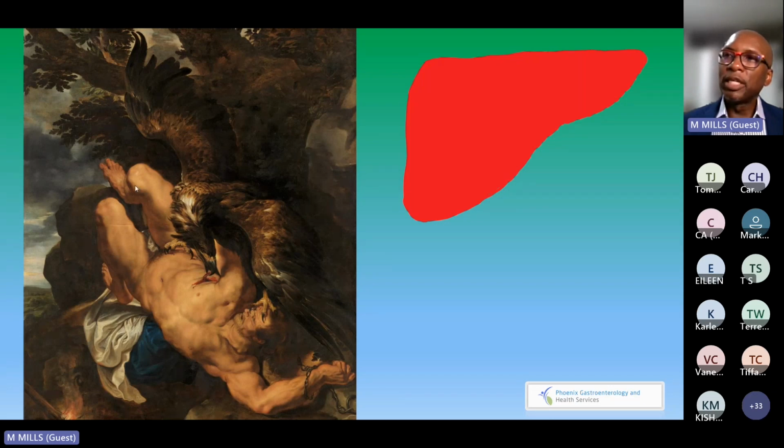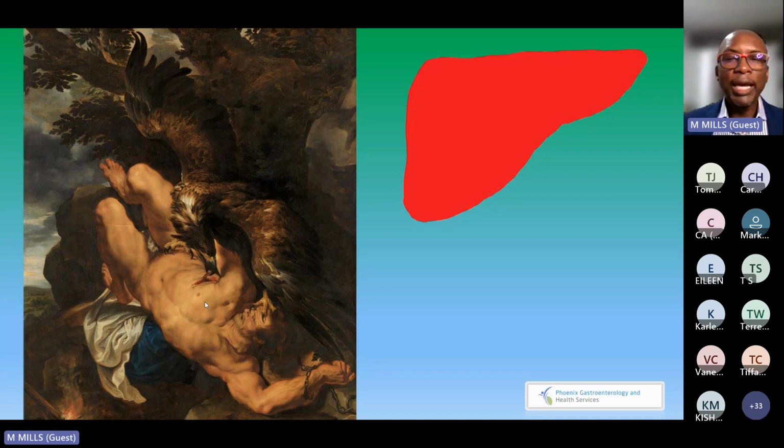This painting here represents Prometheus, and if you know the story of Prometheus, he was one of the Titans in the Greek mythology, and the father of the gods, Zeus, basically punished Prometheus because Prometheus was the one who stole fire from the gods and gave it to man, and his punishment was as depicted here, to be chained to a rock, and every day one of the eagles would come and eat Prometheus's liver, and overnight the liver would regenerate or would grow back, and then the cycle would repeat. The eagle would come back and eat his liver, and then it would regenerate.